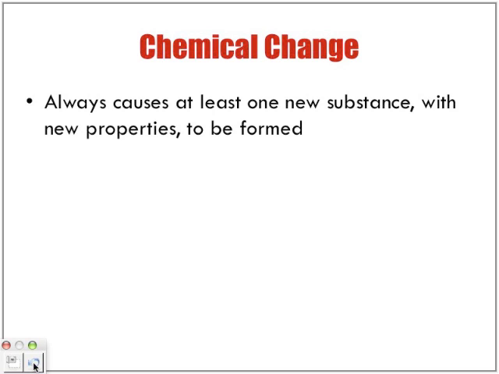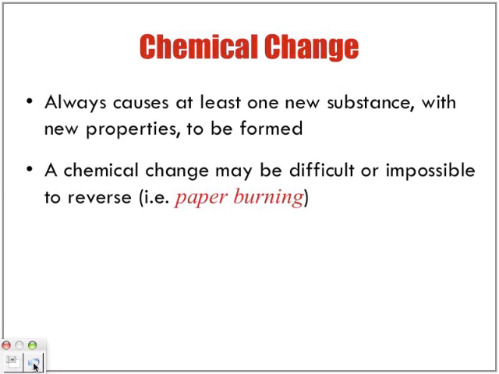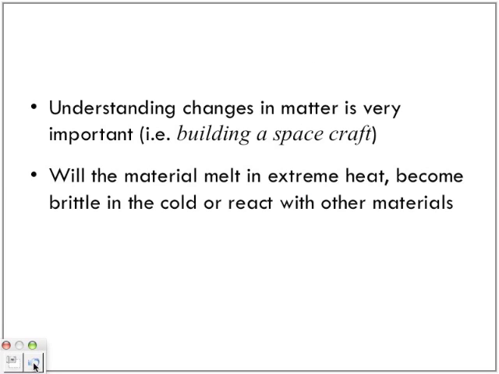Chemical change. Chemical changes always cause at least one new substance with new properties to be formed. A chemical change may be difficult or impossible to reverse. Example, paper burning. Understanding changes in matter is very important. For example, building a spacecraft. Will the material melt in extreme heat, become brittle in cold, or react with other materials?